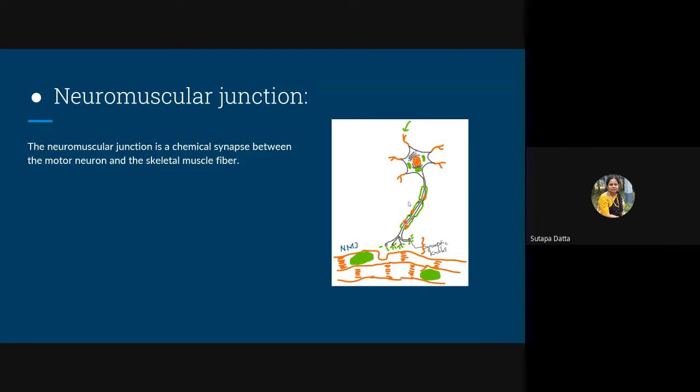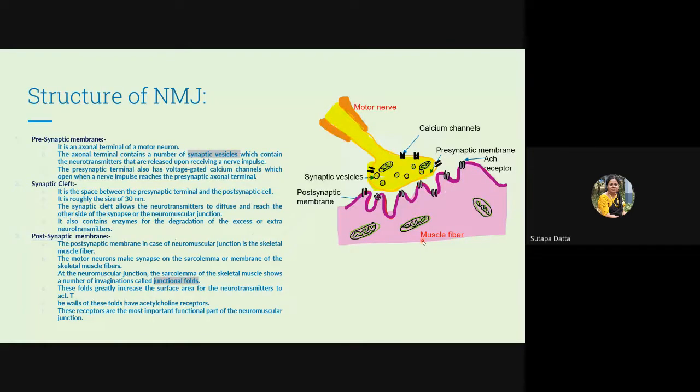This is my hand-drawn picture. You can see here, this is the neuron. This is the axon terminal of the neuron end, and this is the skeletal muscle. In between, you can see there are folds. I have tried to draw them here. These are the folds to which the axon terminal properly fits. And this part is known as the neuromuscular junction, or we can call it the myoneural junction, that is a junction between a nerve cell and a muscle cell. Like a synapse, it consists of a presynaptic terminal, a synaptic cleft, and a postsynaptic muscle fiber.